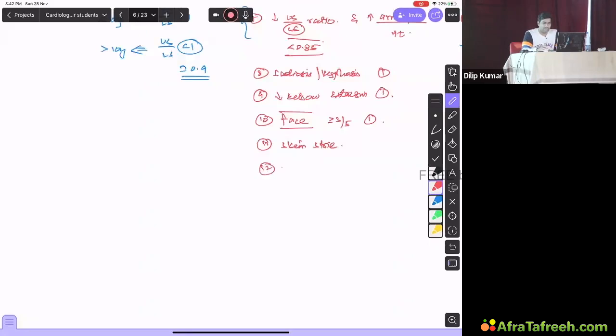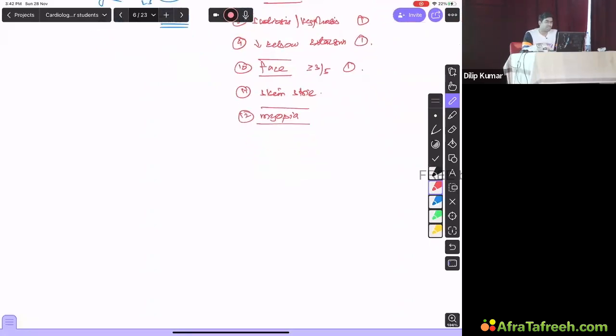And number 12, myopia. That is because of dolichocephaly itself. People who have dolichocephaly are at risk of developing myopia. But only if it's more than 3 diopters will it come under the systemic scoring classification. Otherwise, it will not be included under systemic scoring. At least 3 diopters and above should be there. Number 13, mitral valve prolapse carries 1 point. MVP is the most common valvular heart disease associated with Marfan syndrome.